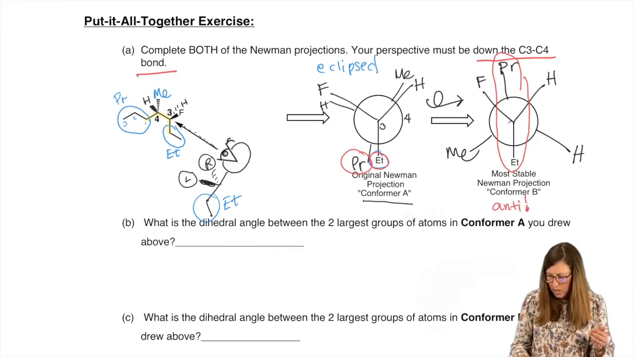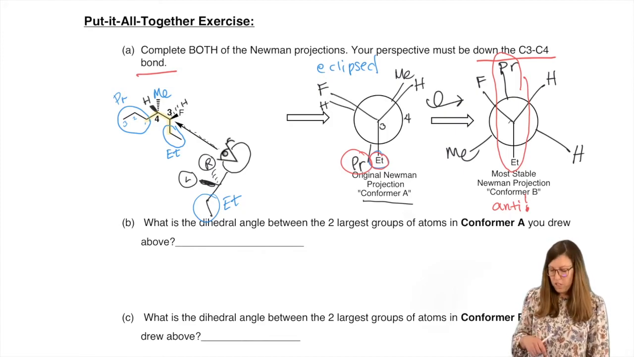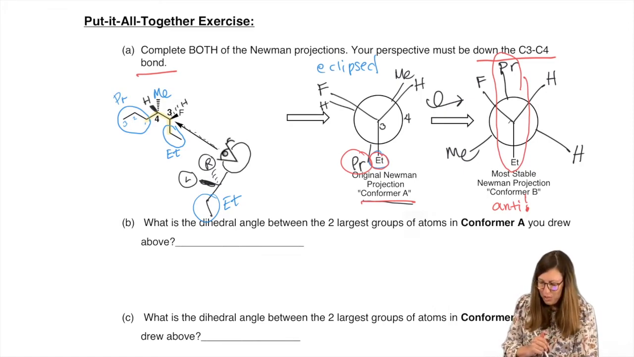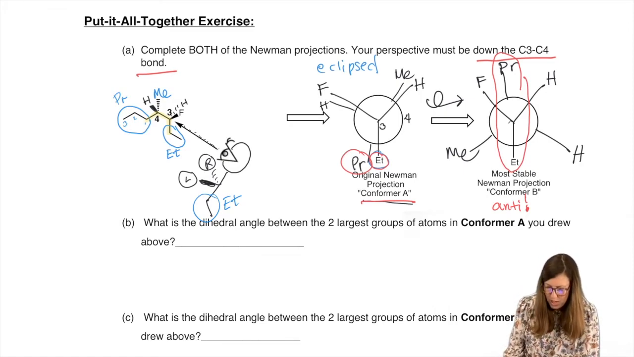Okay, so let's answer the questions. What was the dihedral angle between the two largest groups of atoms in conformer A? So conformer A had the two biggest groups literally on top of each other, eclipsed, coplanar. So that means they are 0 degrees. Since I said eclipsed, I'm going to also write coplanar up here. What is the dihedral angle between the two biggest groups in conformer B?